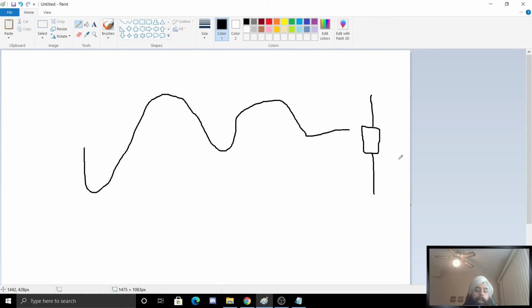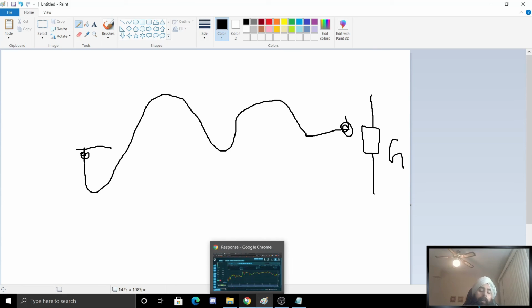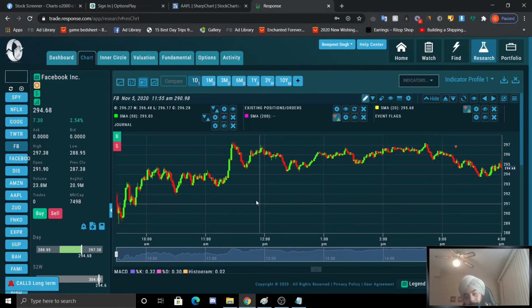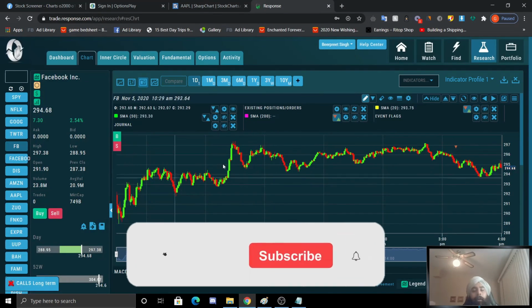And how can I know it's going to be a green candle? Because it opened below and closed high. That's why it's a green candle. Opened below and closed high. That's it. That's the only way of seeing green and red candle. That's it.